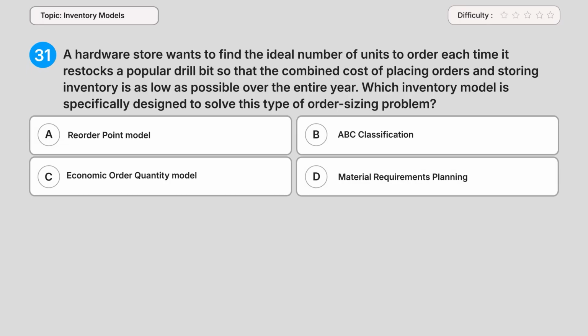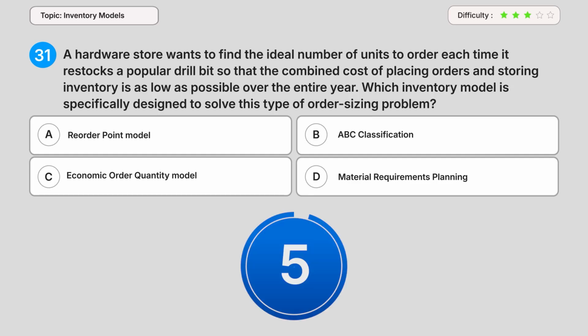31. A hardware store wants to find the ideal number of units to order each time it restocks a popular drill bit, so that the combined cost of placing orders and storing inventory is as low as possible over the entire year. Which inventory model is specifically designed to solve this type of order sizing problem? A. Reorder point model. B. ABC classification. C. Economic order quantity model. D. Material requirements planning. Do you know the answer?